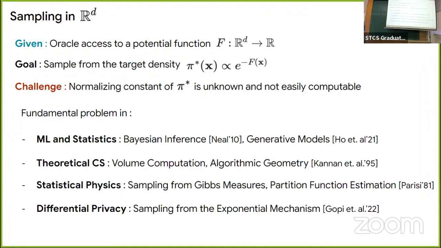However, this is a very fundamental problem in machine learning and statistics, where it is central to Bayesian inference, where you want to sample from the posterior. It is useful in theoretical computer science, in volume computation and algorithmic geometry, and it's also central to statistical physics, where we derive most of our notation and diffusion from. It has also found applications in differential privacy, that is, sampling from this kind of distribution is called an exponential mechanism, and it ensures privacy under certain settings.